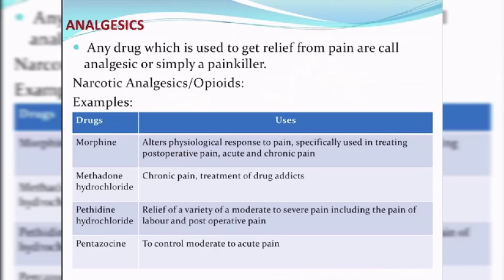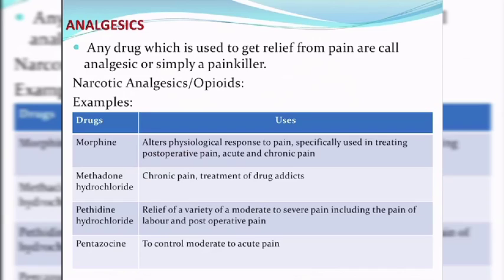It takes some time for that to get cured. But at this stage, if you take a narcotic analgesic drug, for example morphine, it will allow us not to feel that pain. The pain will be there, but it is not felt by us. Such types of drugs are called narcotic drugs. Another example of this is methadone hydrochloride.